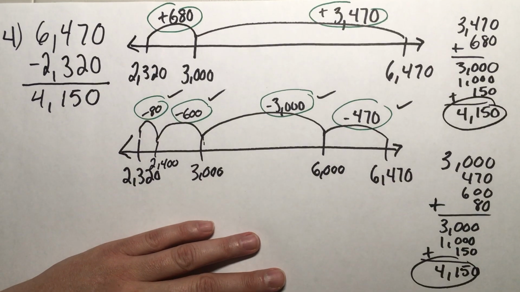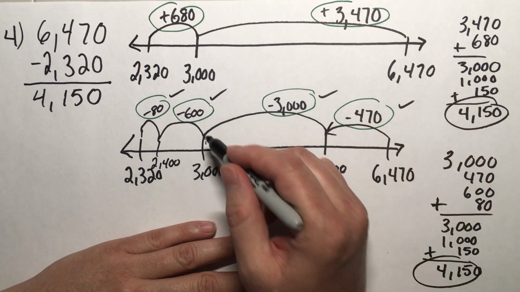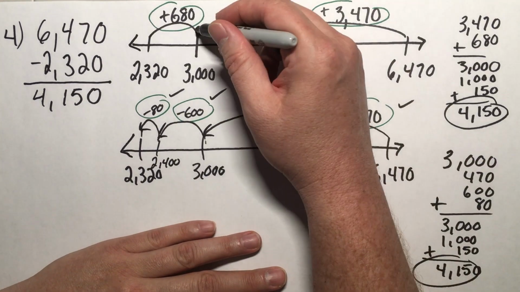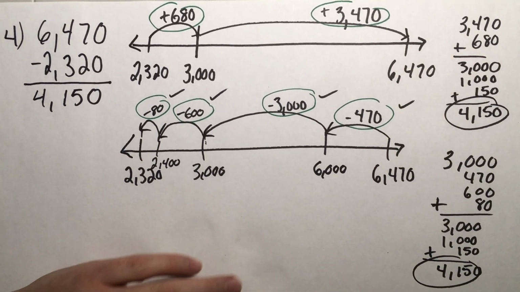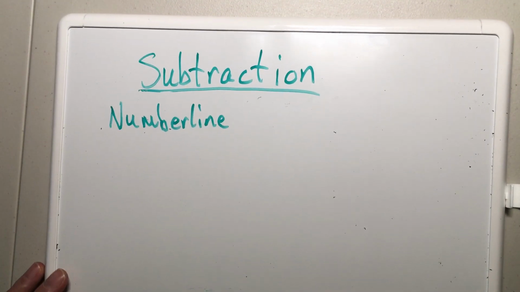All right, so you're able to see that I used going back with the number line and going forward on the number line as well. Using addition to solve a subtraction problem. It's very interesting to do that. Okay, and that's how you solve subtraction problems on a number line.